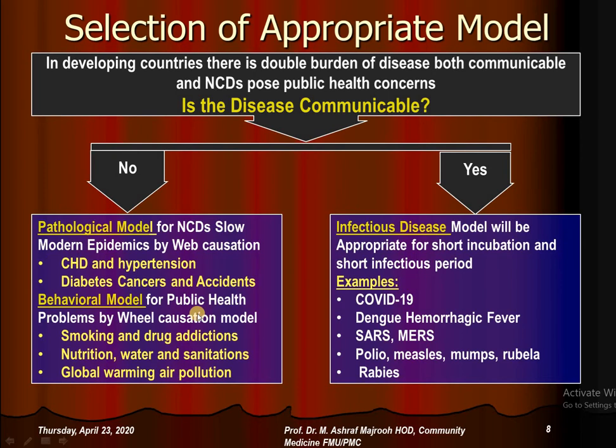Then the behavioral model for the public health problem, and that is mainly explained on the basis of the field causation model, like smoking and accidents, nutrition and sanitation, global warming, and air pollution. This is because behavior is not only the behavior of the individuals, it is also the behavior of the communities that determine these factors. So the behavioral model is used for these sorts of problems, which are the underlying causes.